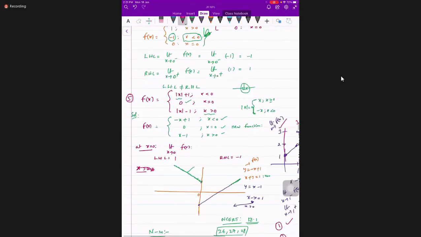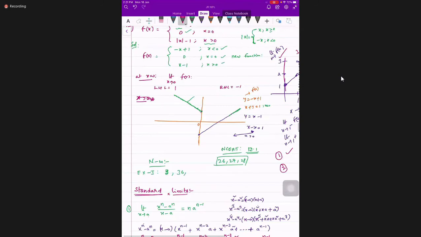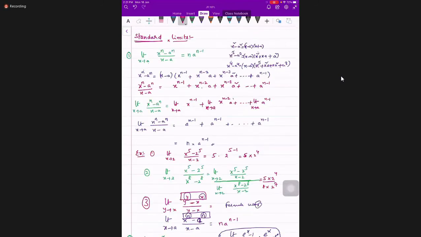Then after that, we started with standard limits, students. Standard limits. Derivation also we have. Please go through this, and if any doubt is there, you can discuss. Standard limit. Even derivation also we have taken, and here I explain the point.